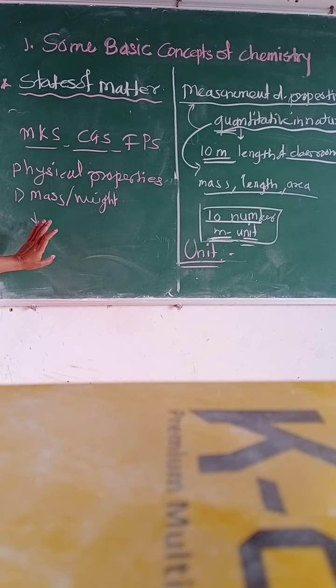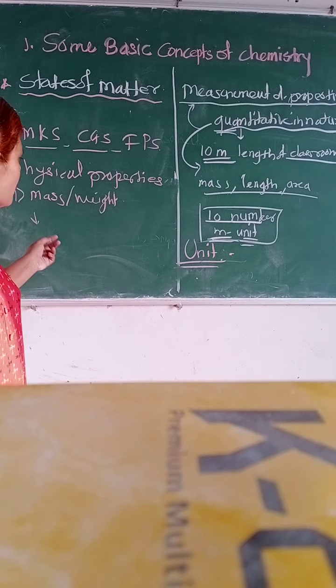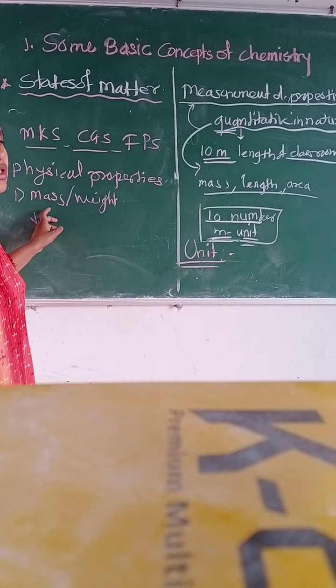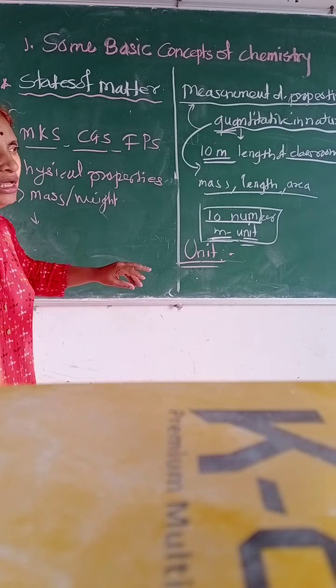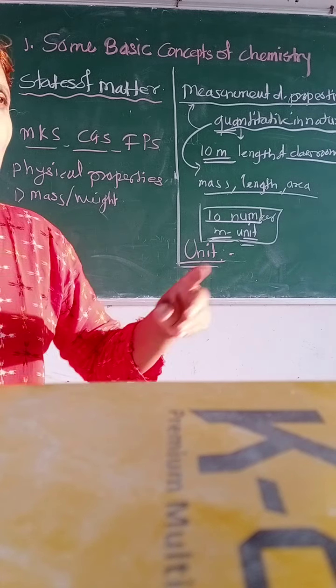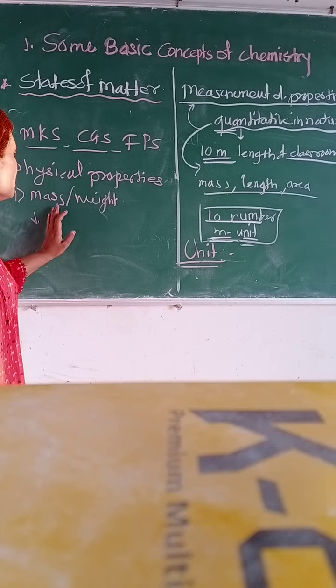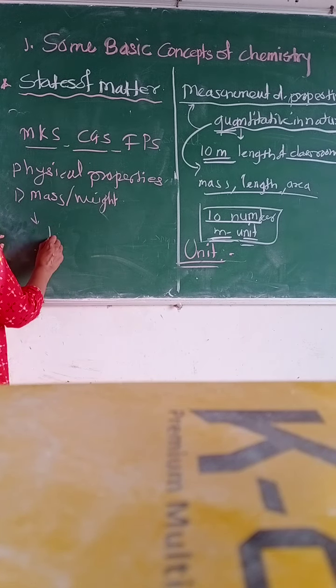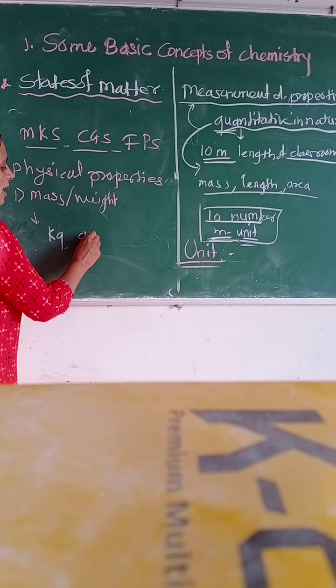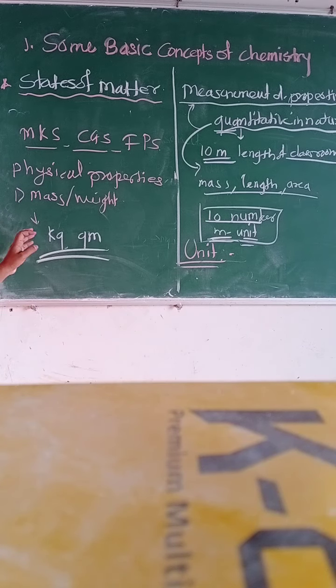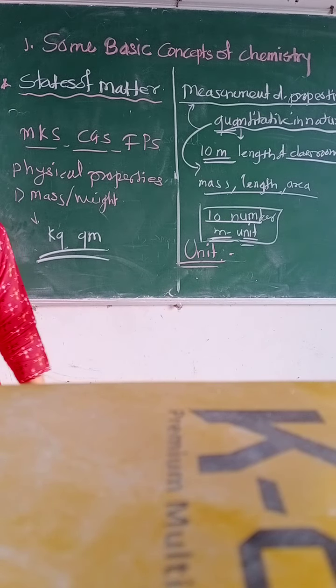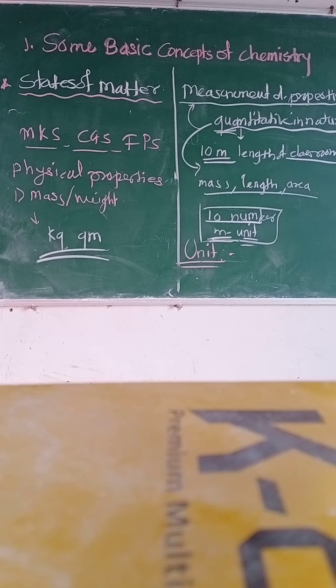Mass cannot be changed with a change in position, but weight changes due to gravitational attraction. When the position changes, the weight changes. The first property is mass, measured in kilogram and gram. You have to know that the unit of mass is expressed in gram and kilogram.